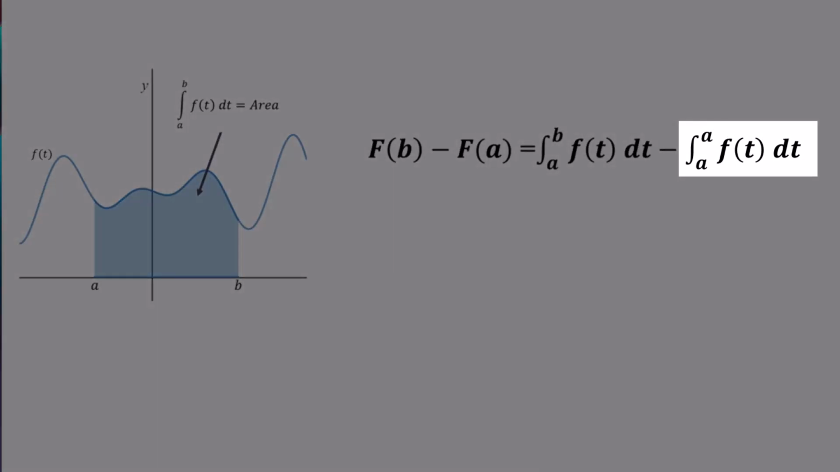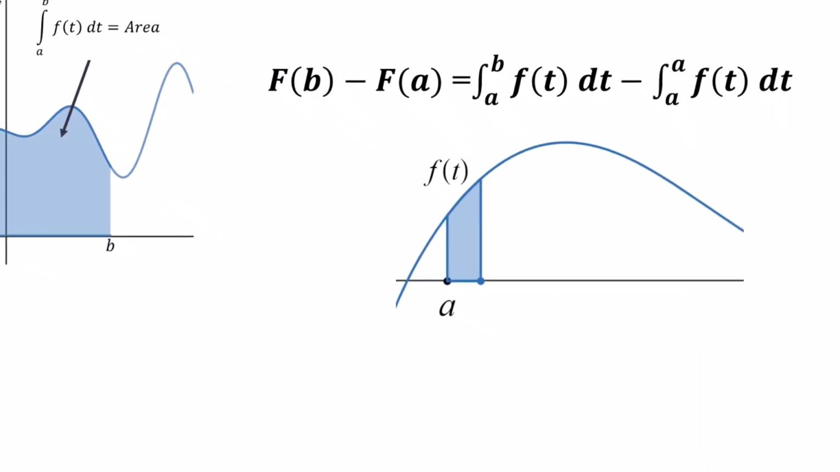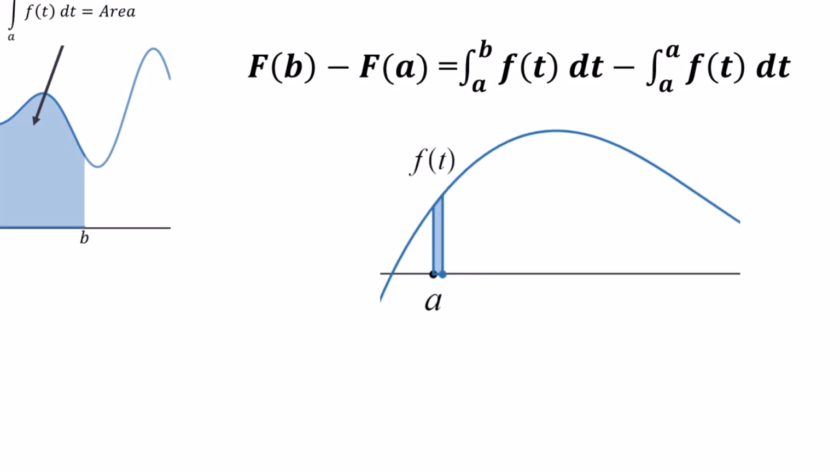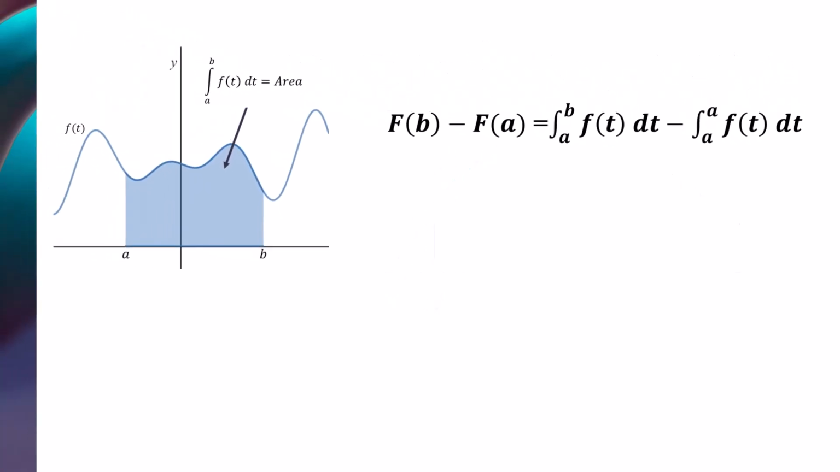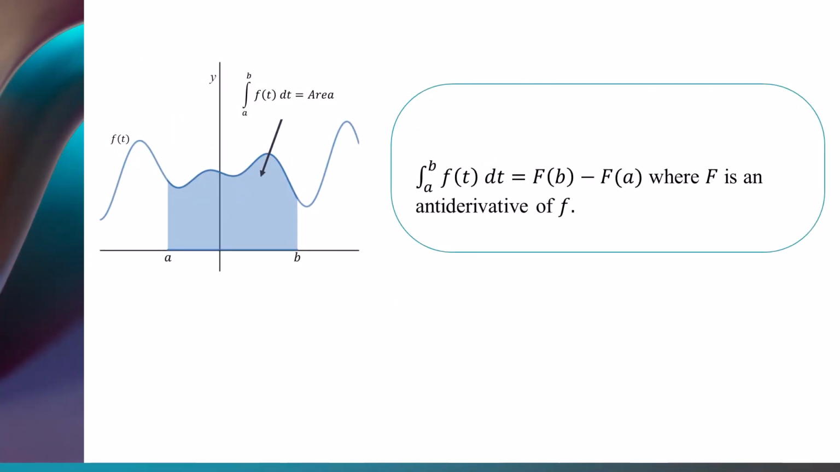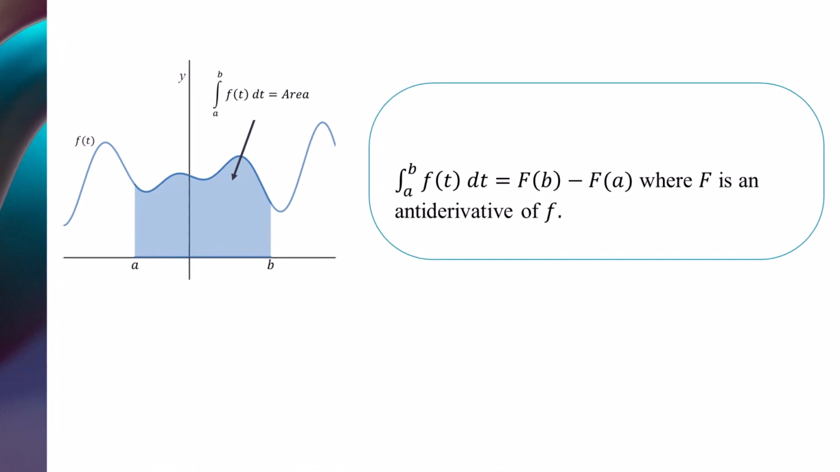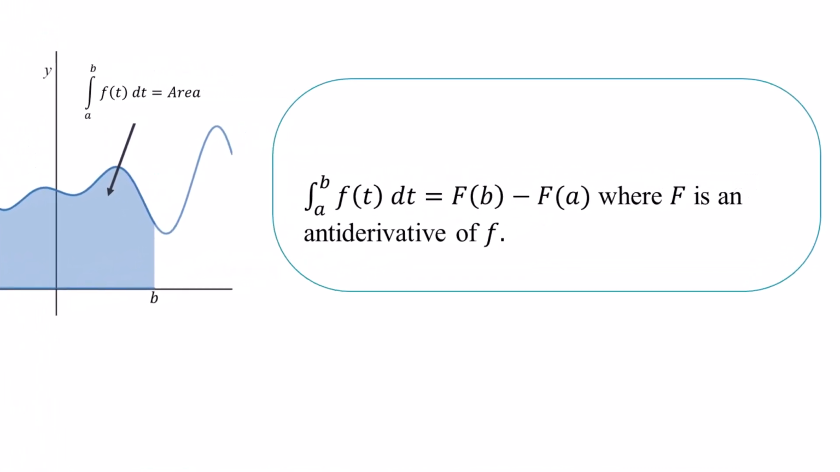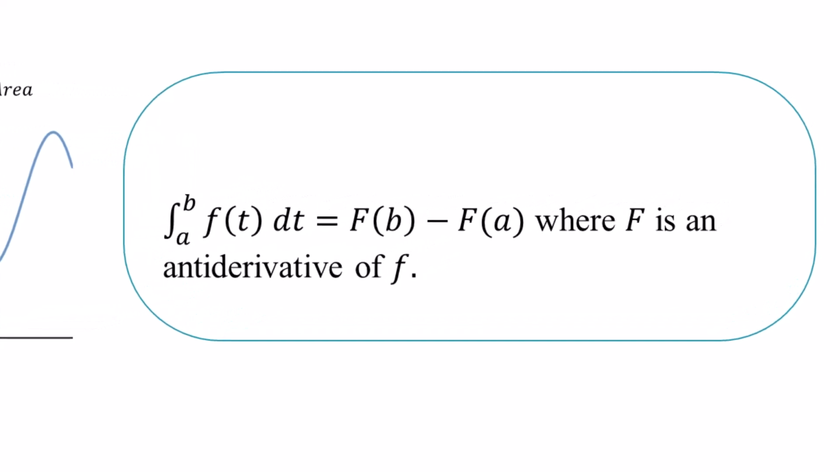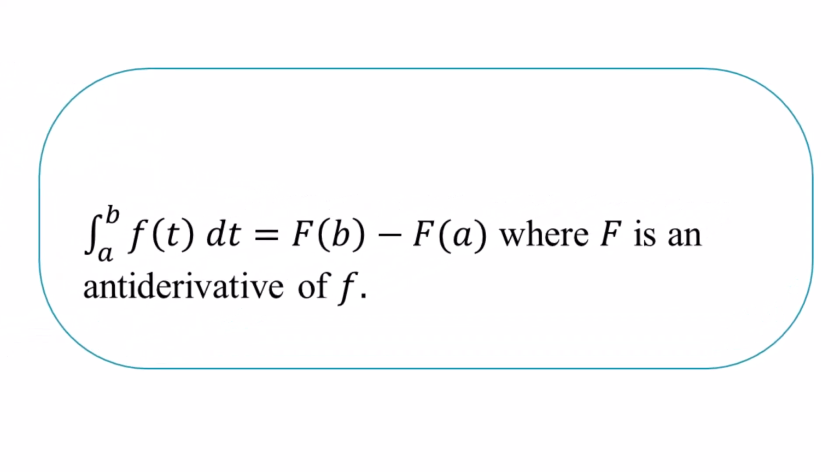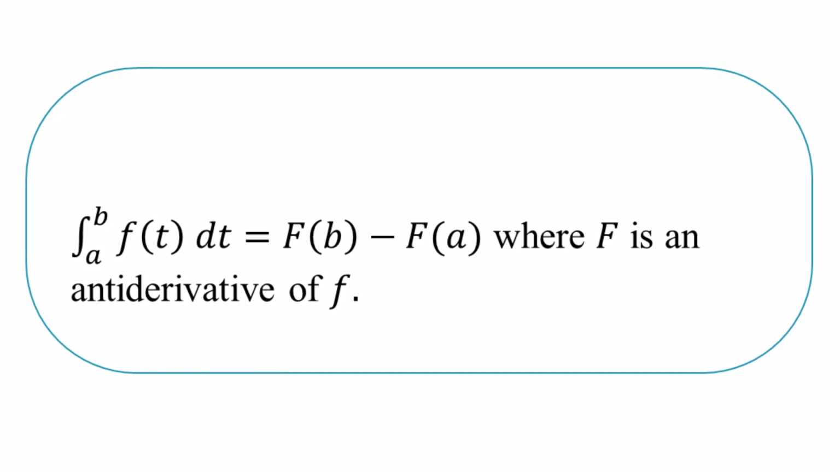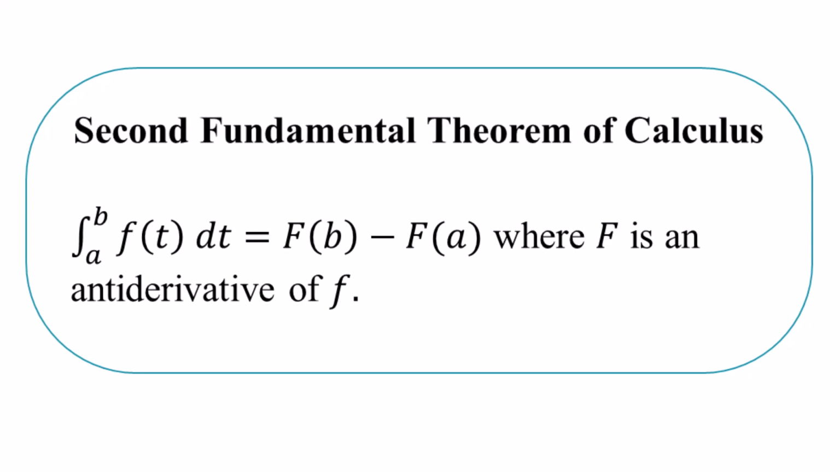Now looking at this second integral, if we think about the area under the graph of f of t over the interval from a to a, it should be clear that this area is 0. And this brings us to our conclusion. The definite integral of a function f over the interval from a to b, which represents the area under the curve, equals capital F of b minus capital F of a, where capital F is an antiderivative of f. Now, since we already know how to find antiderivatives, calculating the definite integral becomes a relatively simple operation. By the way, this result is referred to as the second fundamental theorem of calculus.